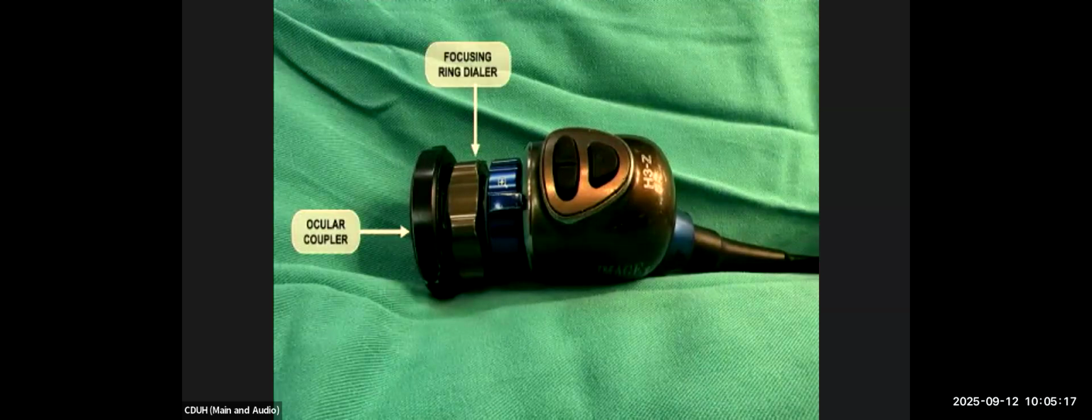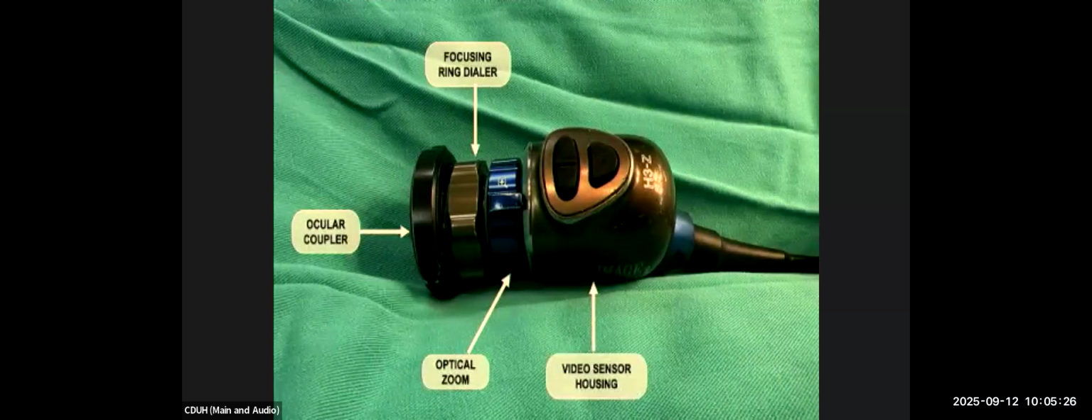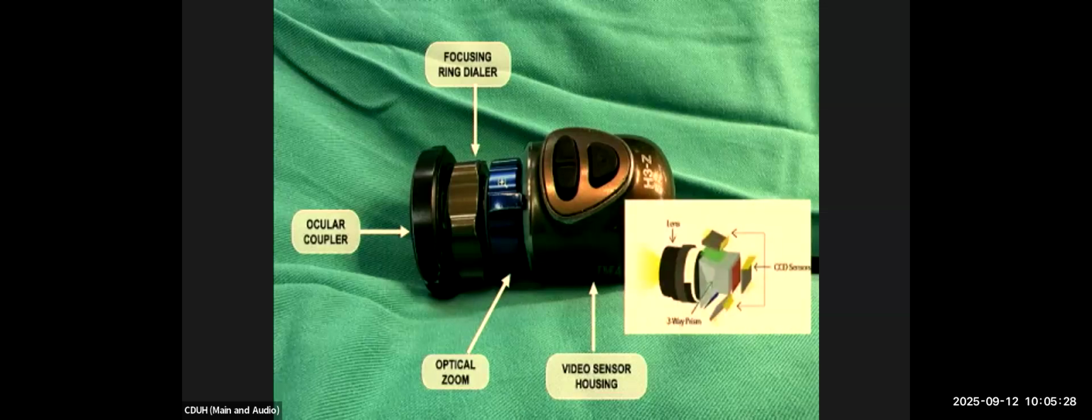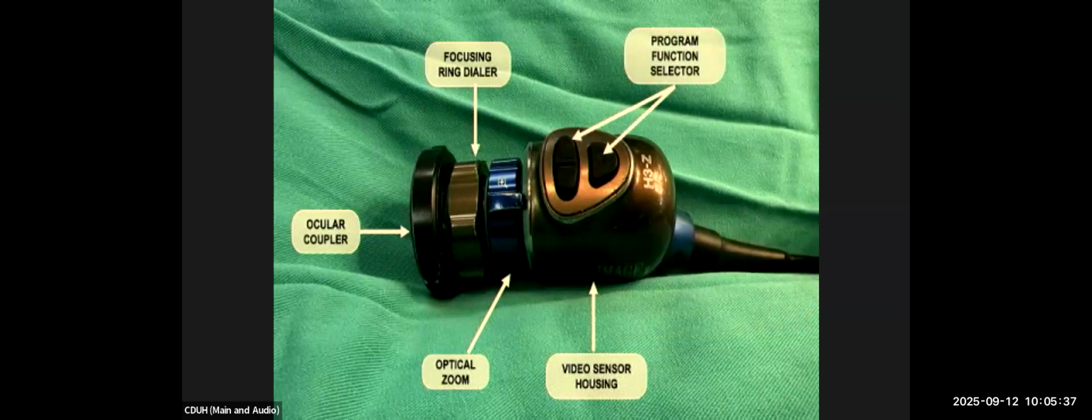Next, the laparoscopic camera head. This is a slightly older version of the laparoscopic camera head, and this is what we call the ocular coupler. This is a ring dialer for focusing. This one is an optical zoom, also a dialer. And then this is called the video sensor housing, which last time had 3 chips. It started from a 3 chip sensor, which is green, red, and blue. Lastly, these are the program functional selection.